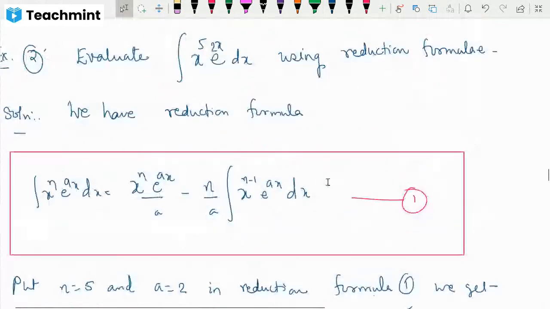The same type of example, that is example 2, we solved yesterday, that is integration of x raised to 5 e raised to 2x dx. So here, in the first example, we take a particular value of n only. So a was general, but here we are taking both n and a as particular values.